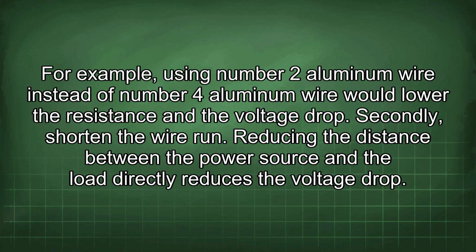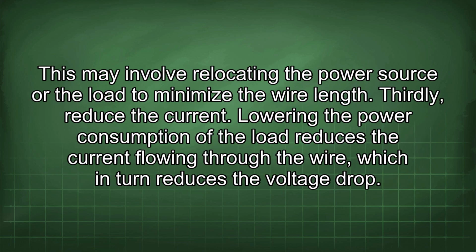For example, using number 2 aluminum wire instead of number 4 aluminum wire would lower the resistance and the voltage drop. Secondly, shorten the wire run. Reducing the distance between the power source and the load directly reduces the voltage drop. This may involve relocating the power source or the load to minimize the wire length.